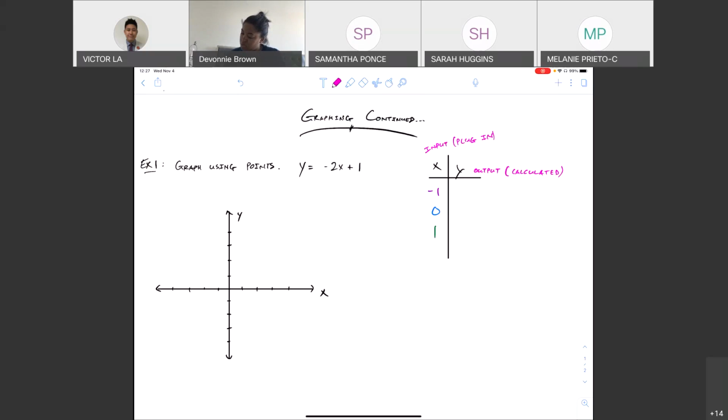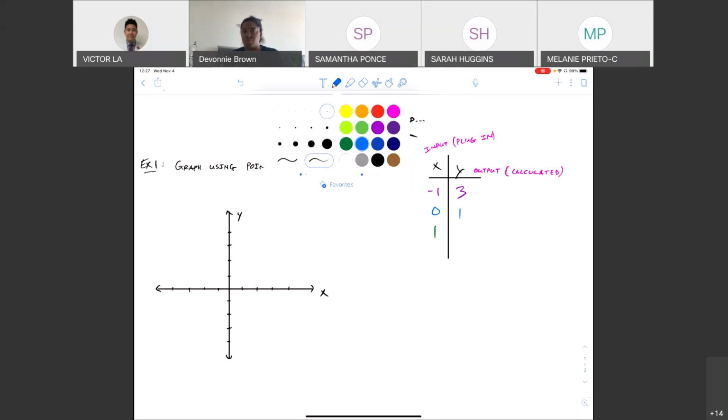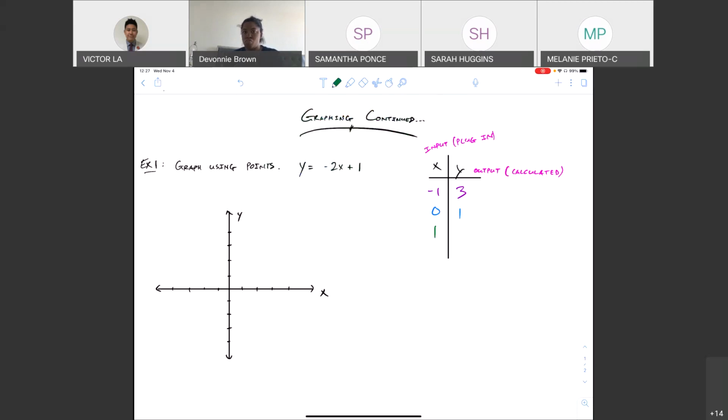Okay, so what do you do? You plug in the x to where you see x. So -1 times -2 is +2, plus 1 is 3. Then 0 gives 1, and then 1 times -2 is -2, plus 1 is -1. All right, so you graph these points. What do I have there? -1, 3.